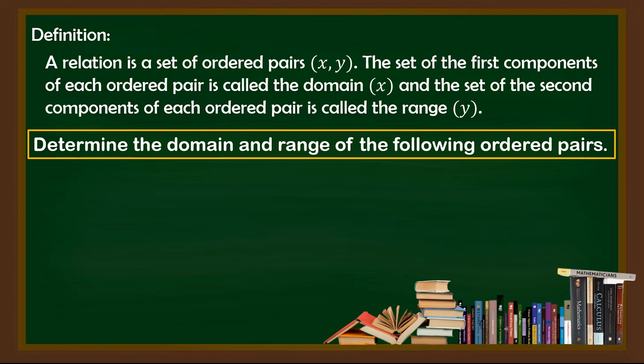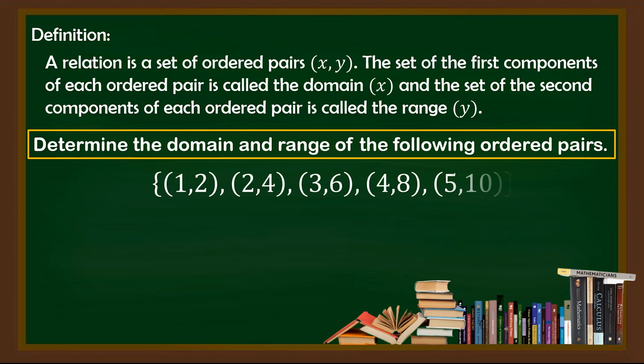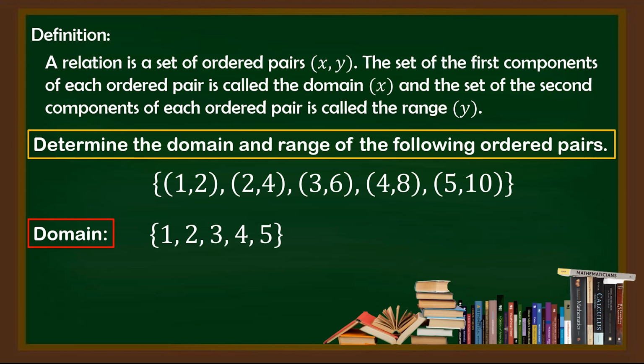So, there are 5 ordered pairs given. These are (1, 2), (2, 4), (3, 6), (4, 8), and (5, 10). According to the definition, the set of the first components of each ordered pair, which are 1, 2, 3, 4, and 5, is called the domain. And the set of the second components of each ordered pair, which are 2, 4, 6, 8, and 10, is called the range.